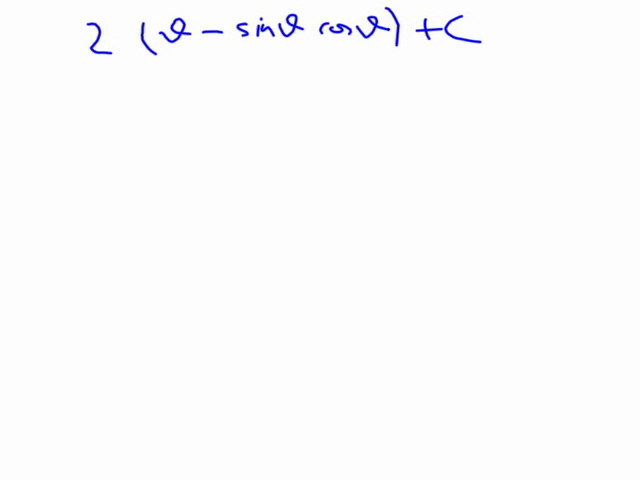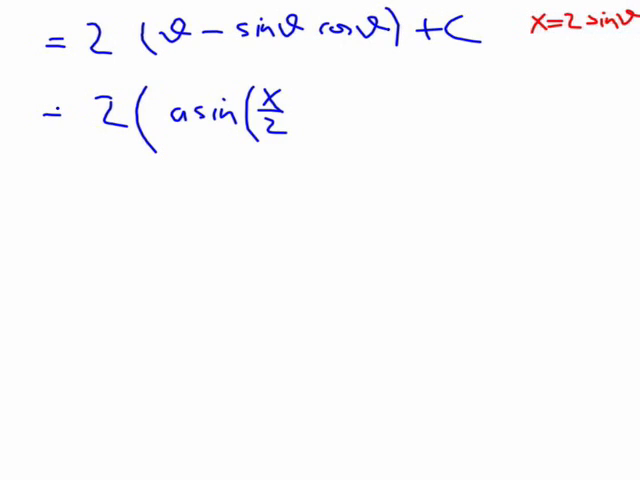Now, what was our substitution? If we look back to the previous page, we remember that our substitution was x equal to 2 times the sine of theta. So the sine of theta is x over 2, or I get that theta would be equal to the inverse sine of x over 2. Right, what do we do with sine theta, cosine theta? Sine theta is x over 2.